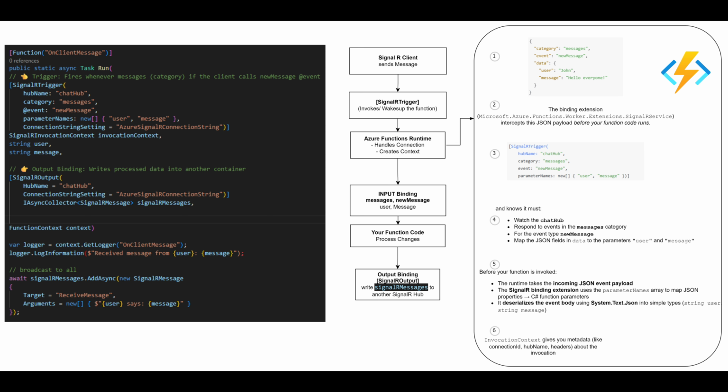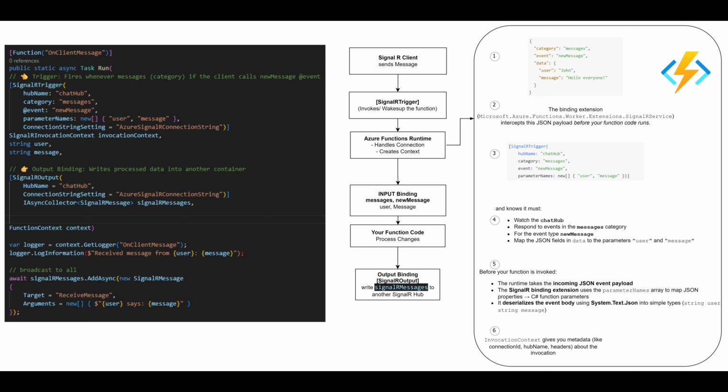So once this is sent, the Azure Functions runtime, through the binding extension, knows that it needs to watch the chat hub, needs to respond to events in the messages category for the event type new message, and it needs to map the JSON fields in data to the parameters user and message. So whatever is there in the data payload, it needs to serialize or deserialize into user and message, that is specified over here in the input trigger or input binding.